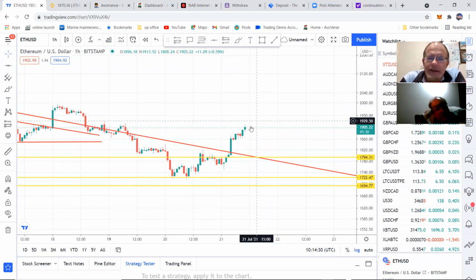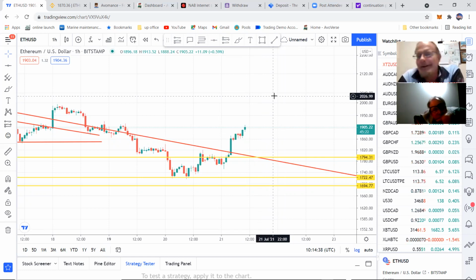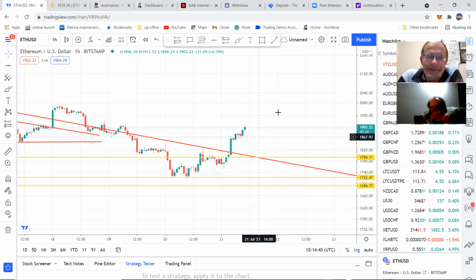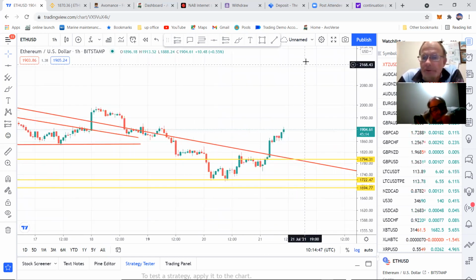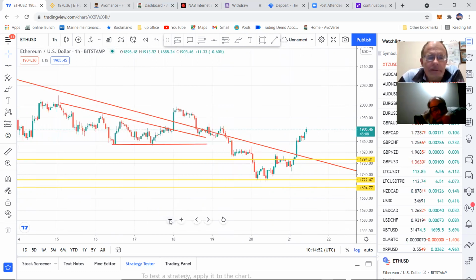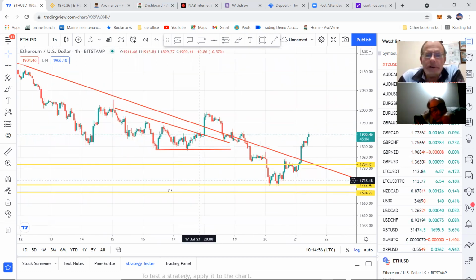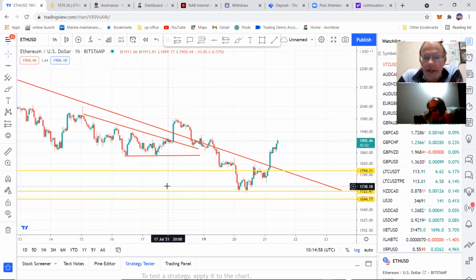It's easy to get greedy and just want to ride it right up until Ethereum's worth $100,000, or at least gets back up to an all-time high. Sometimes if you do that, you end up getting into a lot of profit, but because you're hoping for more, it comes back down and you miss out on it. So in this particular example, what would I be looking for in terms of where to take profit?